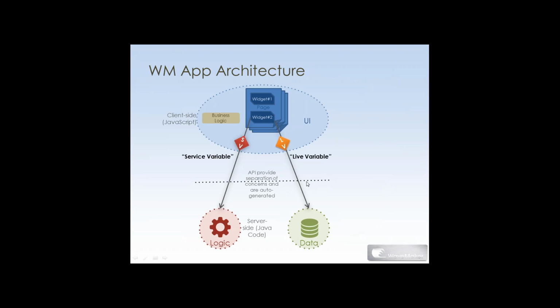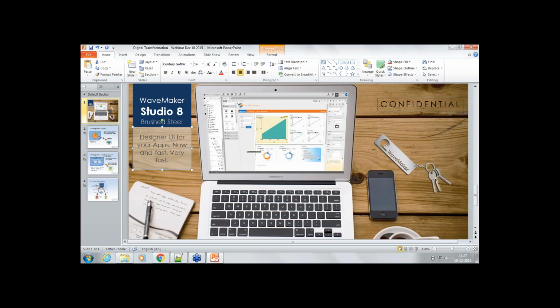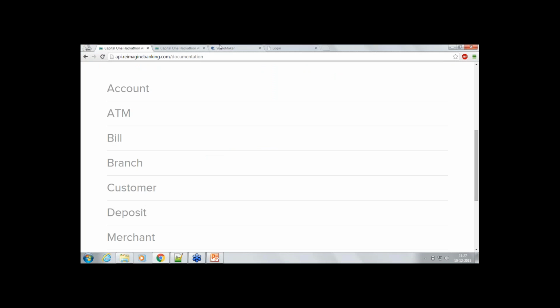And the overall WaveMaker application architecture is: you have a UI component and a backend component. The backend can consist of data, Java services, or any other REST APIs. And in the UI, you provide the business logic and widgets and all other things, where you can customize the UI according to your needs. Now let's go and build the application live.